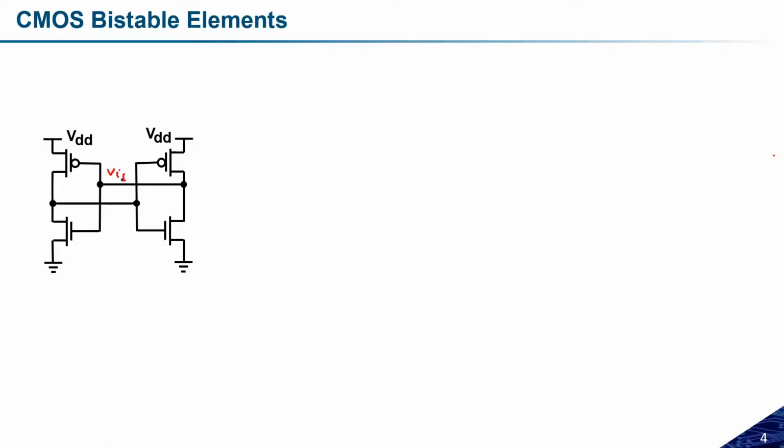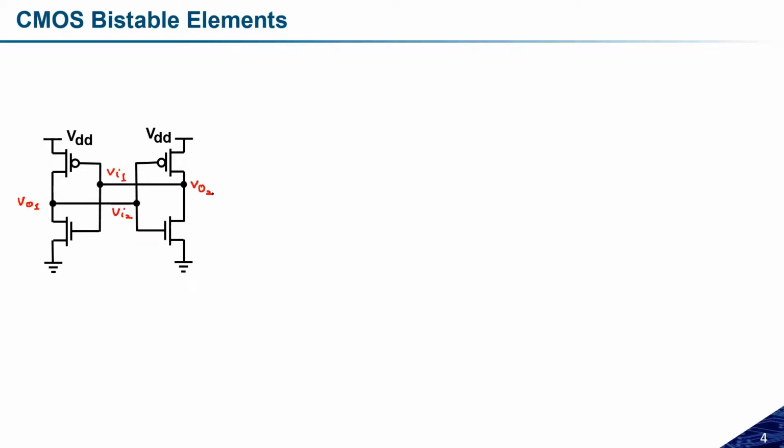Okay, this is the VI1. This is the VO1. Okay, and this node is nothing but this is the VI2 and VO2. Okay, so this is how it will look like.